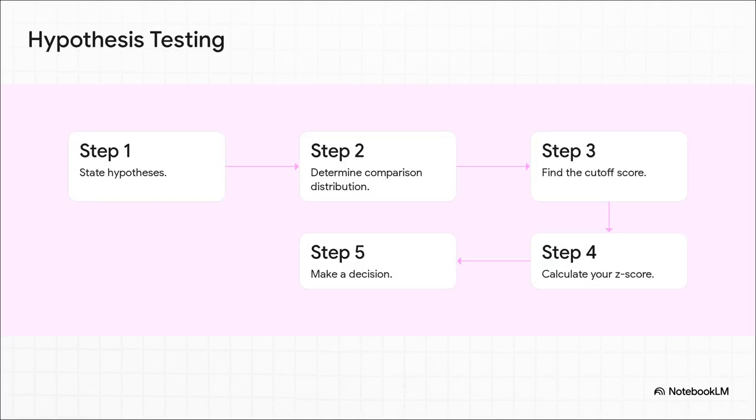To make sure our conclusions are totally sound, we follow this 5-step process. We'll state our ideas as hypotheses, figure out our comparison map, decide on the cutoff for what counts as special, calculate our sample score, and then finally, make a decision. Let's just walk through these steps with an example.